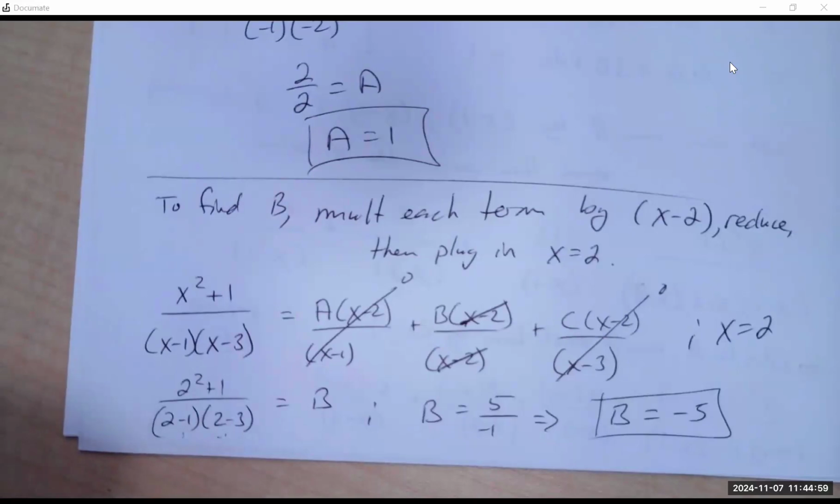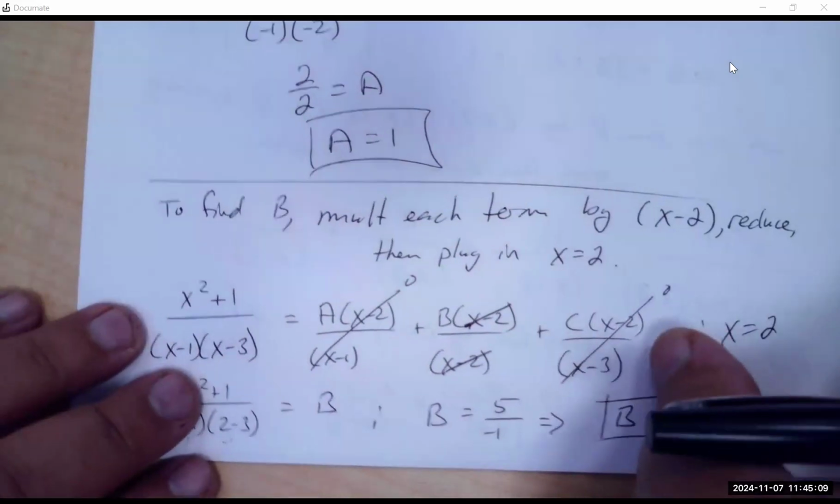So I get negative 5 for B. Did you get negative 5 for B? What'd you get for C? Hurry up. Slackers. That's a shortcut I showed you.